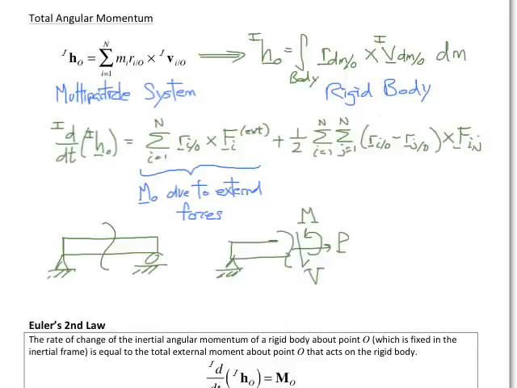And so when dealing with rigid bodies, when taking the time derivative of the angular momentum, we do have internal moments, but because they cancel, we're even more justified now in setting this term equal to zero simply because they cancel.